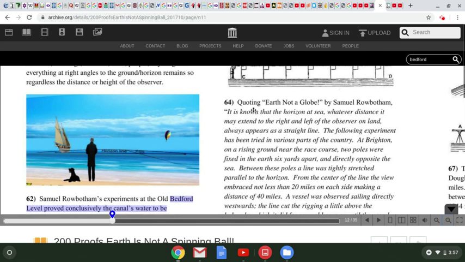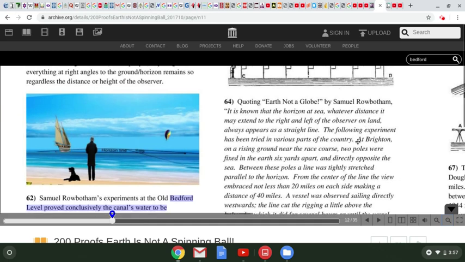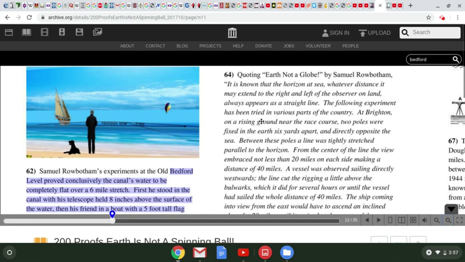Again, quoting number 64, quoting Earth Is Not a Globe by Samuel Robotham: It is known that the horizon at sea, whatever distance it may extend to the right and left of the observer, we're just talking the observer, right? Observation, let's go. Always appears as a straight line. The following experiment has been tried in various parts of the country.